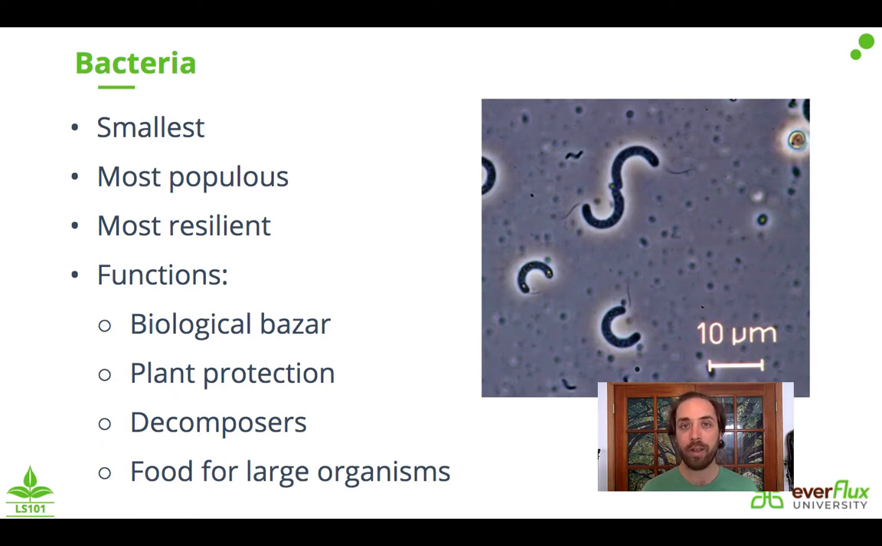Bacteria can also serve as plant protection. So you may have heard of trichoderma. There's some products out on the market now that include trichoderma and advertise themselves as a biocontrol for controlling certain pathogens. So this is because there are bacteria like trichoderma that will defend the plant from pathogens, especially fungal pathogens. Bacteria are also decomposers. They will eat organic matter and help to break it down, which makes the nutrients bioavailable to the plant. And bacteria then become food for larger organisms.